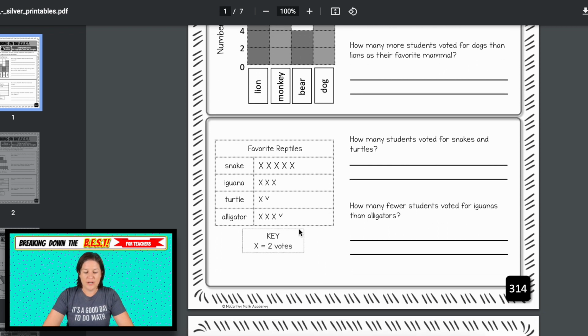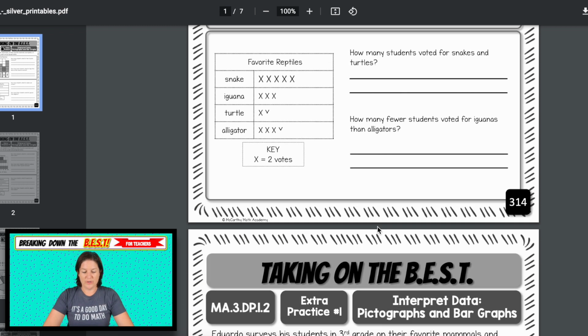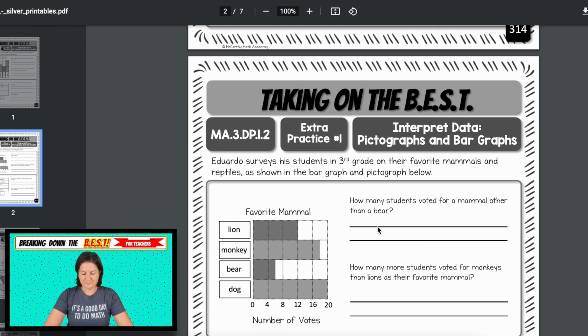Here we've got a pictograph with half of the x's. So we see the key is that x equals 2 votes. So we know that half of an x would mean 1 vote. And then we have some questions here to answer, like how many fewer students voted for iguanas than alligators. So it's important that students understand what it means, how many fewer. And we talk about that in the video lesson.